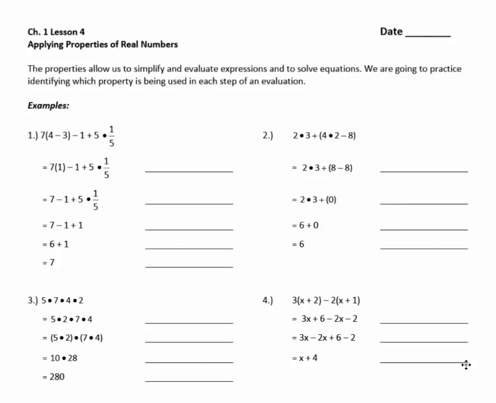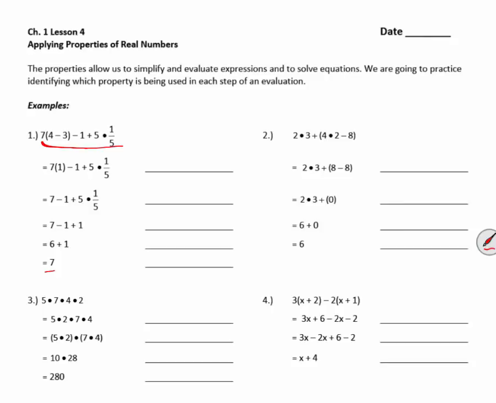So we have our first few examples, some problems that are worked out. They basically went through and did PEMDAS on this to figure out that this whole thing up here is equal to 7. What we're going to figure out is, number one, what did they do to get from one step to the next, and what property lets us do that?